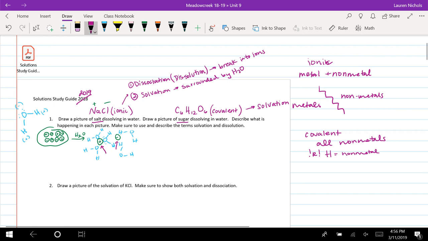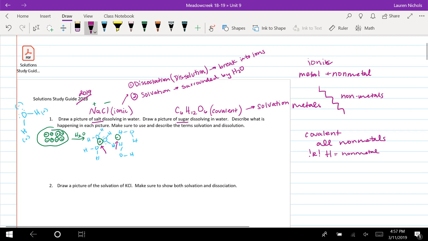So this ionic compound dissociated, it broke the positive and negatives apart. Remember, it broke into ions, cations positive, anions negative. And it underwent solvation, which means to be surrounded by water. So both parts are crucial in actually dissolving an ionic compound.